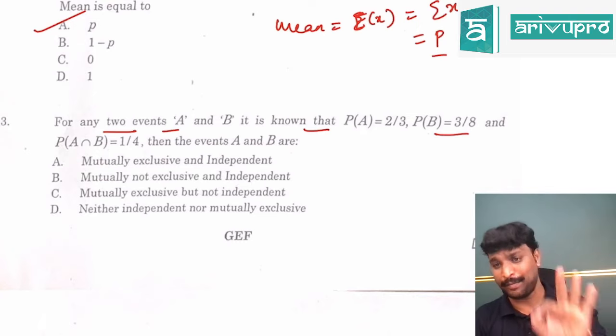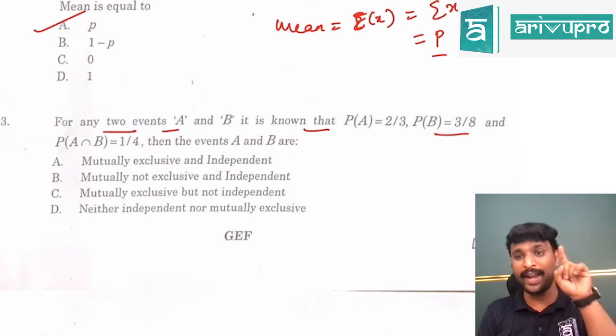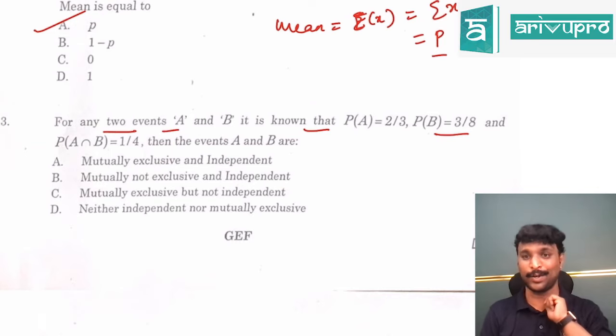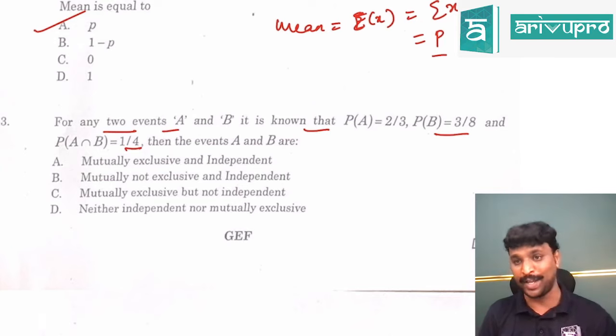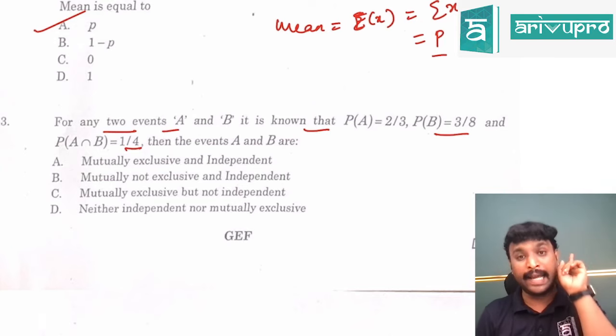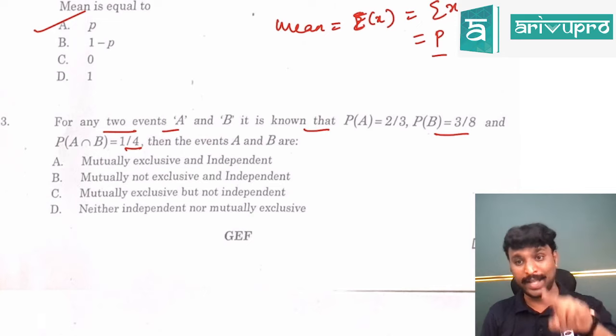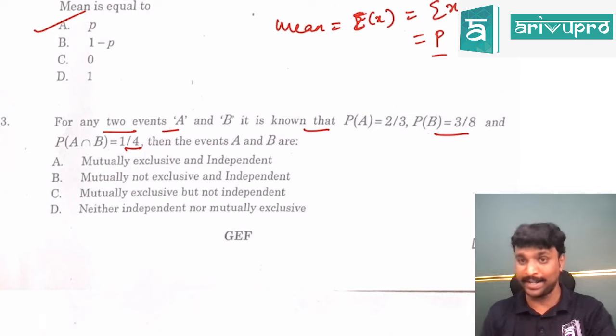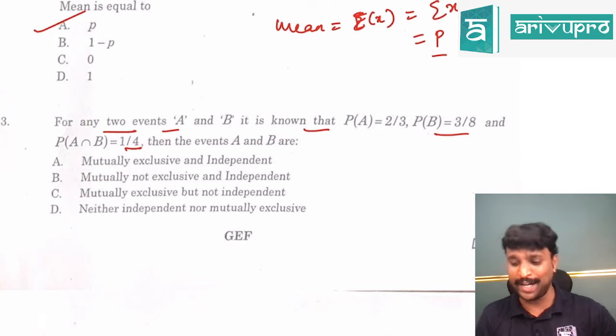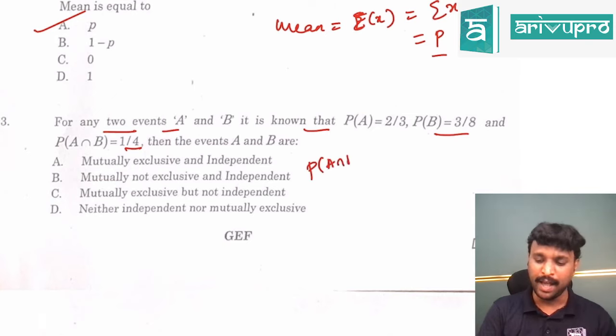Guys, for them to be mutually exclusive, the P of A intersection B must be equal to 0. Yes or no? Is it equal to 0? It is non-zero. Definitely it cannot be mutually exclusive. For them to be mutually exclusive, P of A intersection B must be equal to 0, but it is not equal to 0. Now we have to check for independent. Guys, independent, what is the condition? P of A intersection B must be equal to P of A into P of B for independent events.